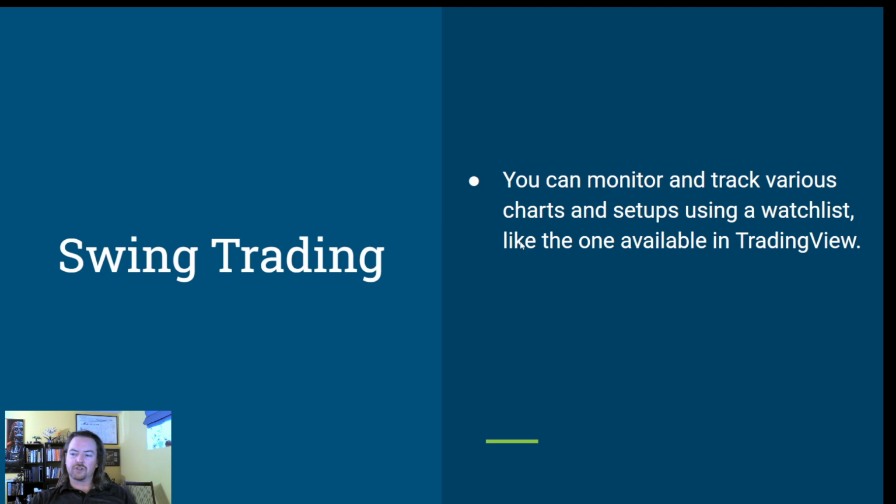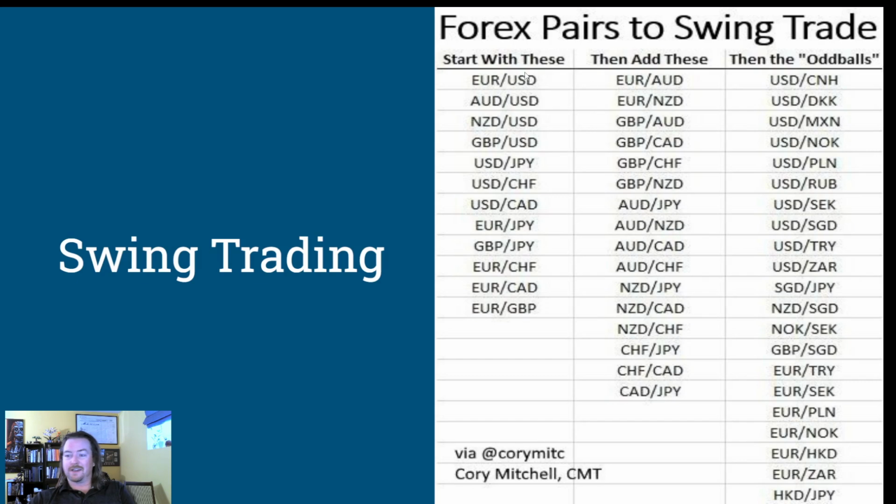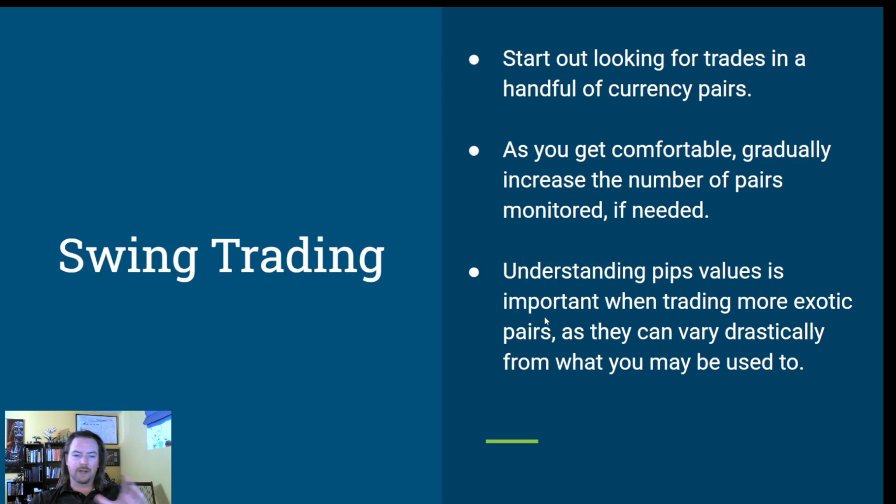You can monitor and track various charts and setups using a watch list, like the ones available in TradingView or other platforms. As we see here, you can end up trading a lot of pairs, right? You're going to be trading these, or at least watching for setups in them. So this ends up being quite a few pairs. Even if you're just here, you've got 2, 4, 6, 8, 10, about 12 pairs that you could be watching. It's nice if we have a setup ready to go to easily monitor trades.